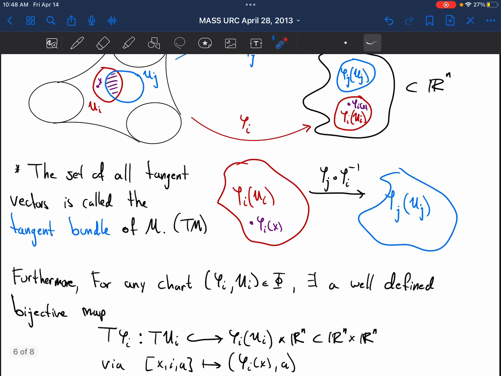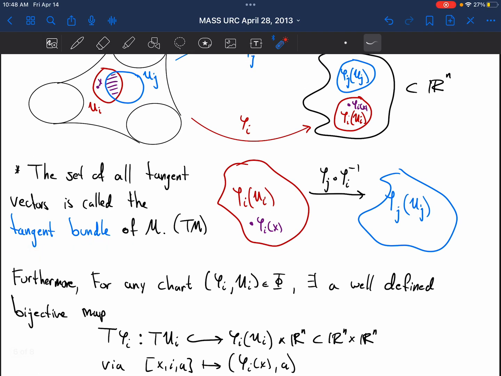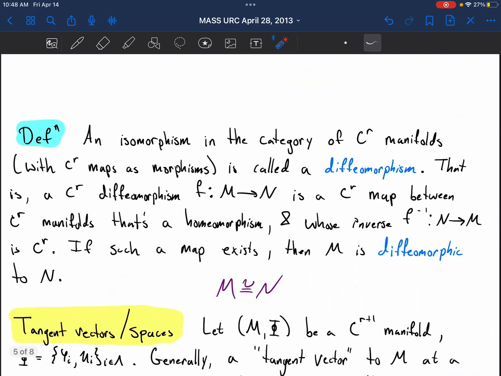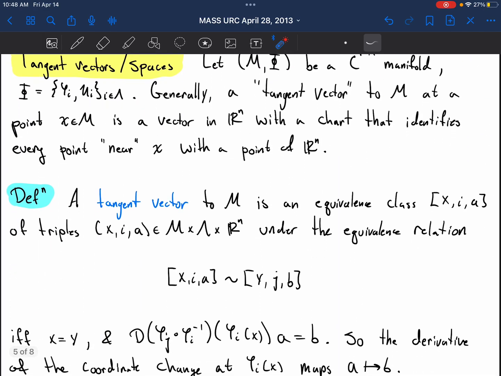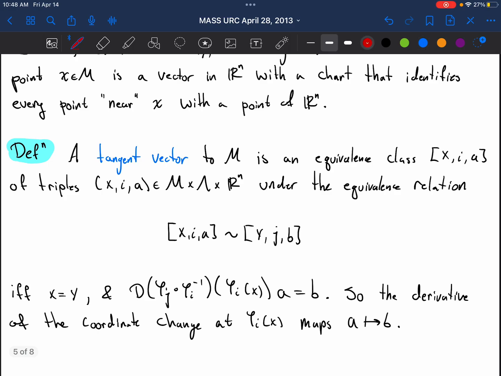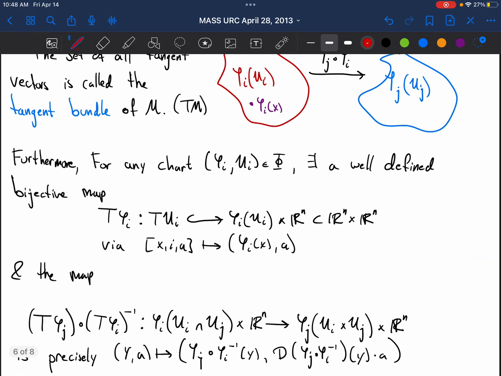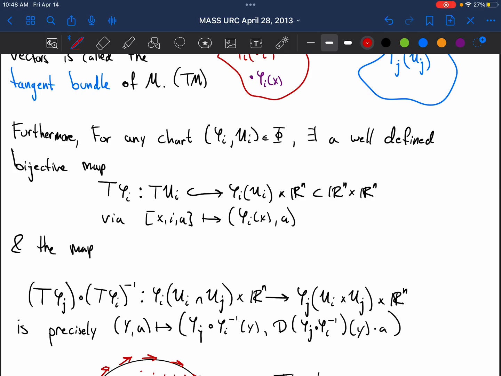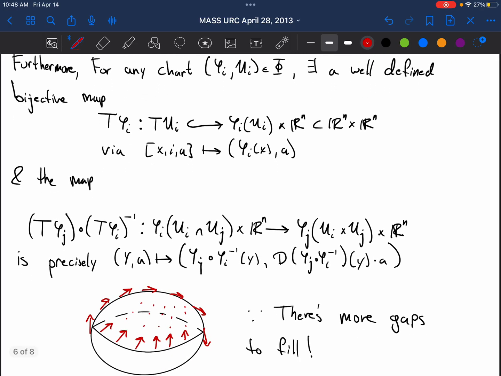All right, and then you can define what's called the tangent bundle. It's just a collection of all of your tangent vectors. It's actually the set of all of these. So I guess in this example, TM would be the set of all of these. Furthermore, you can extend by induced maps. Yes, you can extend induced maps on the homeomorphisms with the same equivalence relations.